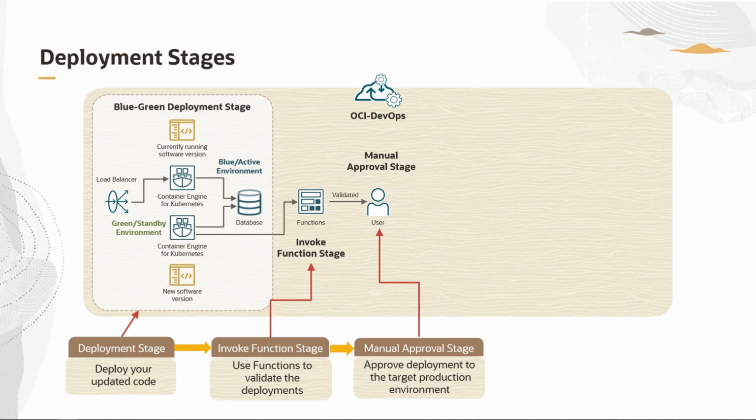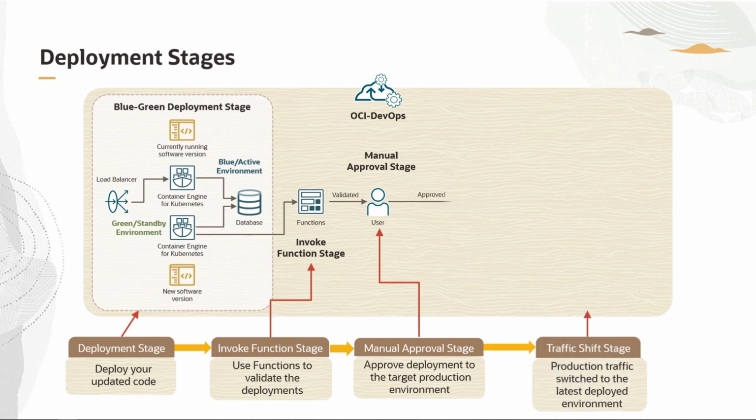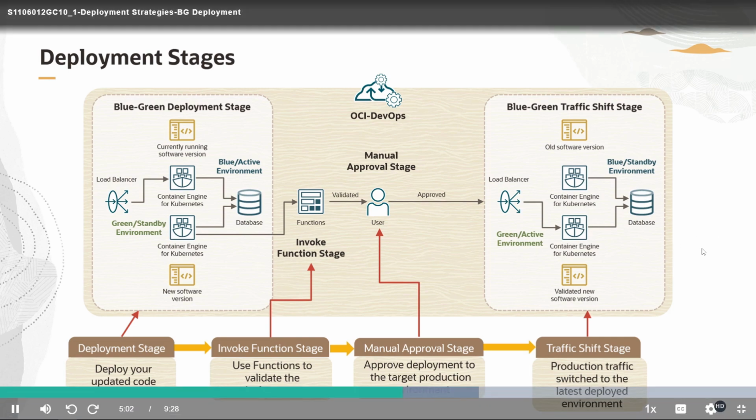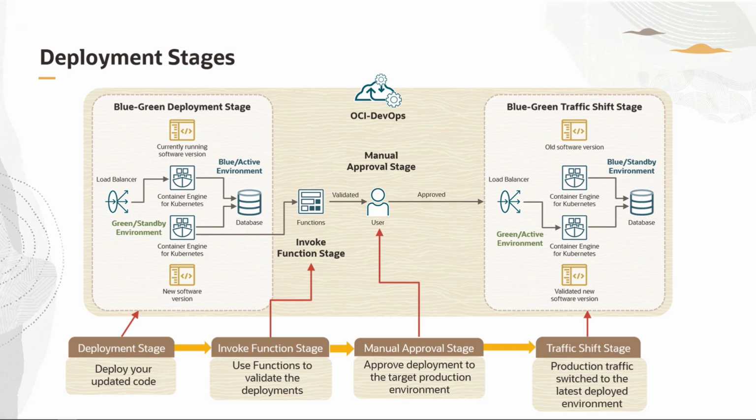And finally, we have the blue-green traffic shift stage. In this stage, after the deployment is validated in the standby environment, 100% of the production traffic is shifted from the current active environment to the standby environment that is running the validated new version of your application.